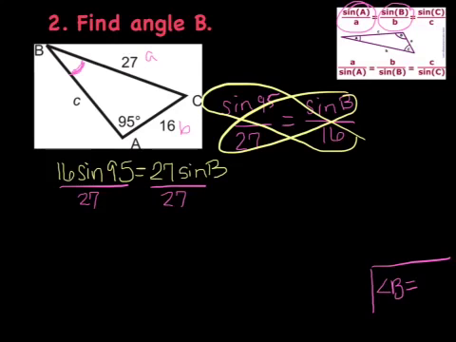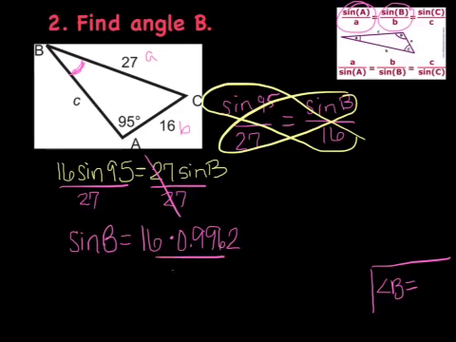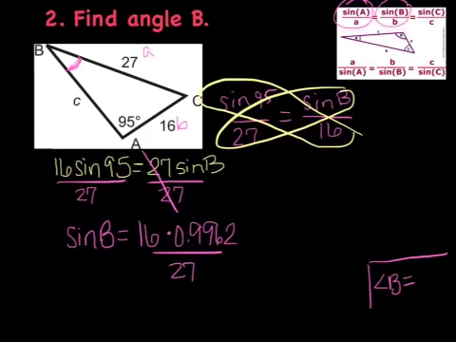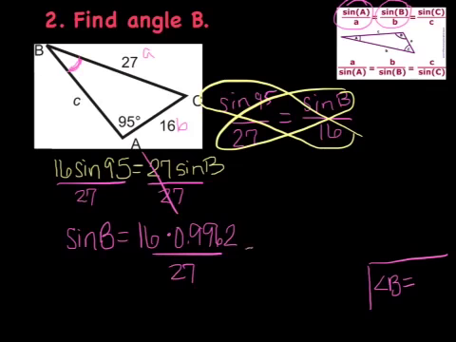Now, we can go ahead and work all the left side out. And so we'll say sine of B is equal to 16 times, we have to figure out sine of 95, so I'll use my calculator. Okay, we actually just did this one. It's 0.9962, and then that's divided by 27. Okay, once you multiply the numerator and divide by 27, you end up getting 0.59. So that is not what B is, that's what sine of B is.